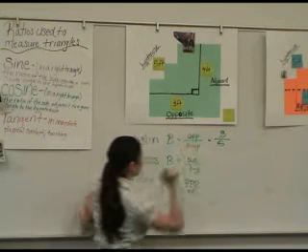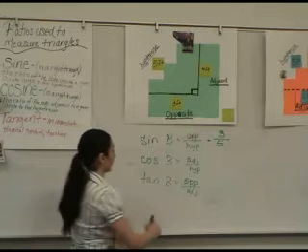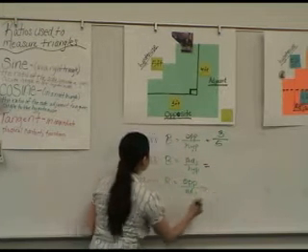Okay, so 3 over 5. Found my value for that. Sine of B is 3 over 5. Now we're going to find cosine and tangent.